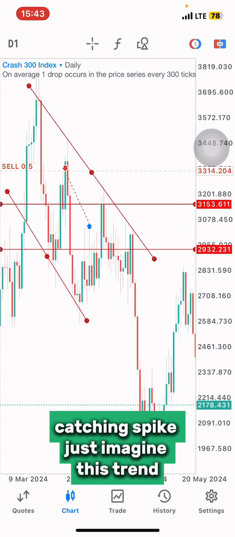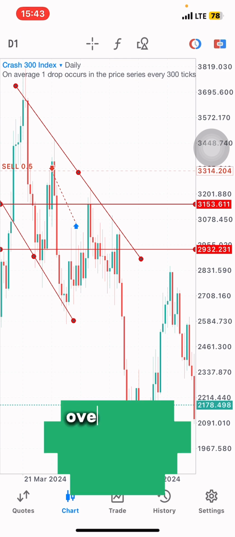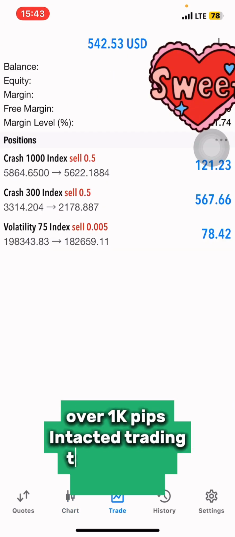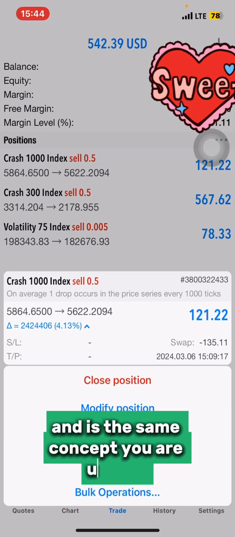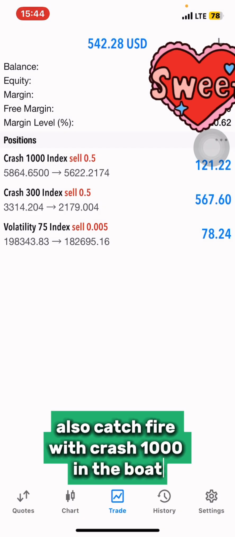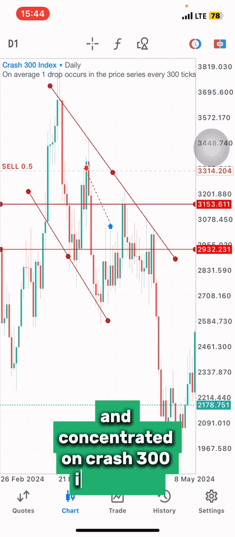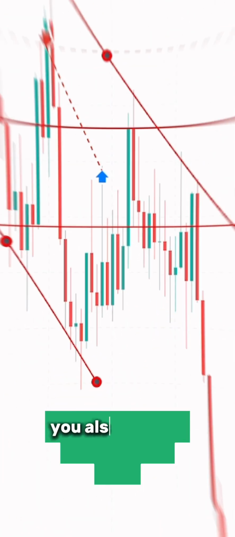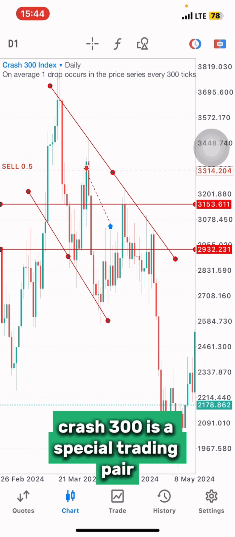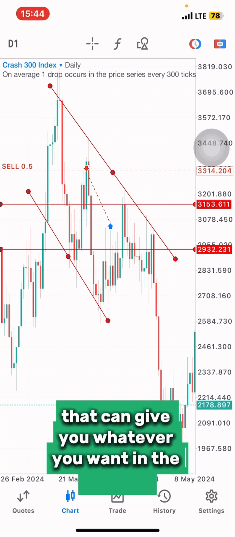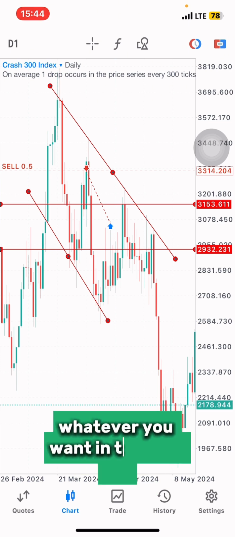Just imagine this trend now that is giving us over 100 pips in fact, trading Boom and Crash. It's the same concept we have used to also catch spikes with Crash 1000, but now we are technically concentrated on Crash 300 index only. So you also need to understand that Crash 300 is a special trading pair that can give you whatever you want in the long run.